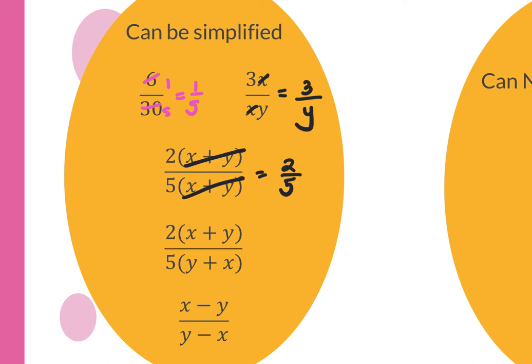Now the next one is x plus y, the same thing as y plus x. Does order matter if it's addition? It does not matter. So these are the same. I can do the same thing here. I can actually cancel these, and I'd get 2 over 5.